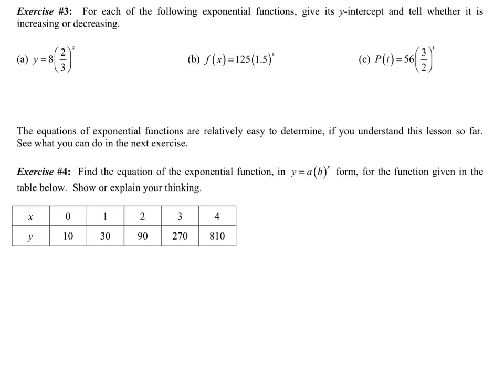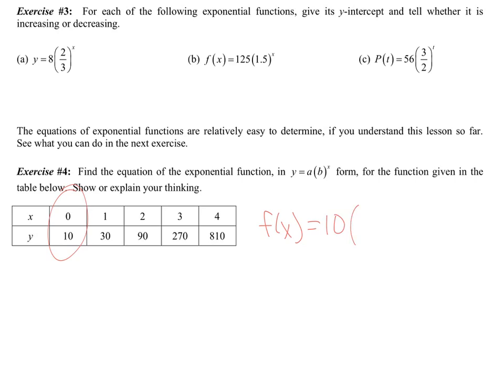So now let's look at the equations of exponential functions. They are relatively easy to determine if you understand this lesson so far. Let's see what you can do in the next exercise. So find the equation of the exponential function given this table. So first of all, what is my y-intercept? Well, the y-intercept is when x equals 0. That's when it crosses the y-axis. So f of x equals 10. That's the number that goes on the outside.